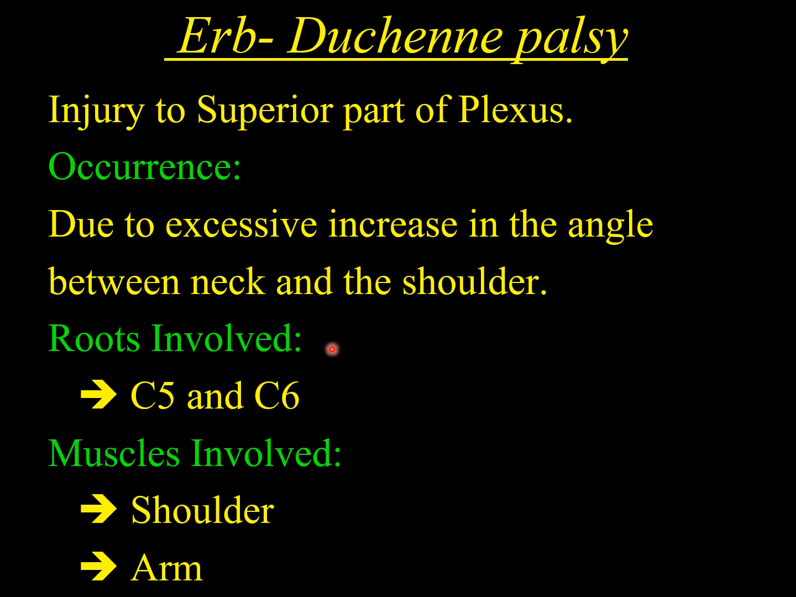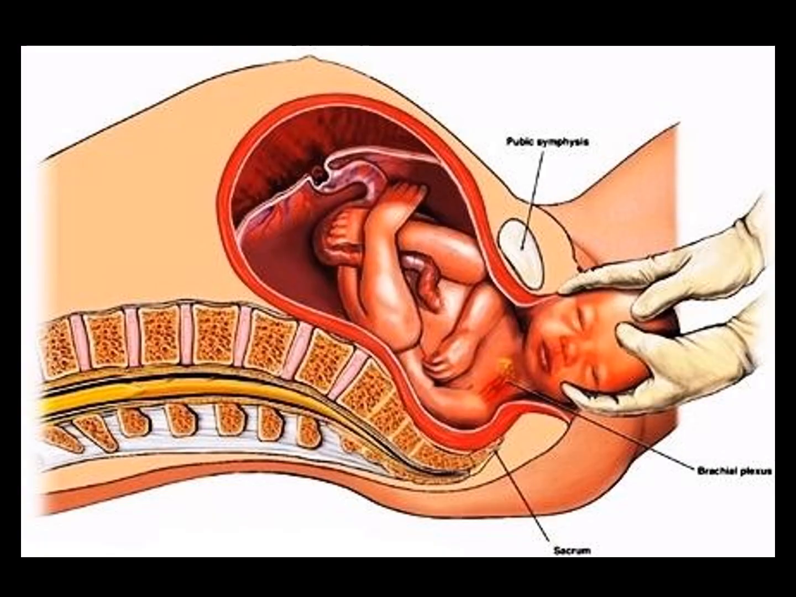The roots involved in this palsy, as we have discussed, because it is involving the superior part or upper trunk, are C5 and C6. These roots are mainly involved in this damage. The rest of the plexus is okay, but the muscles of the shoulder and arm are involved in this damage. So here you can see the baby coming out at the time of delivery. If you are removing the baby, an excessive increase in the angle between the neck and the shoulder can occur. It can stretch the brachial plexus and tear the upper trunk.